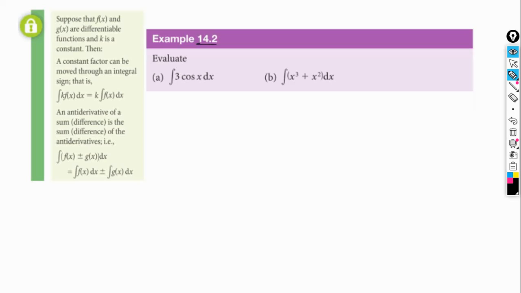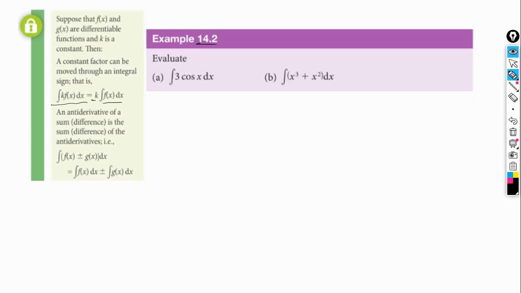Suppose that f of x and g of x are differentiable functions and k is a constant. Then a constant factor can be moved through an integral sign. That is, if you have integral of k times f of x dx, you can write that as k times integral of f of x dx.